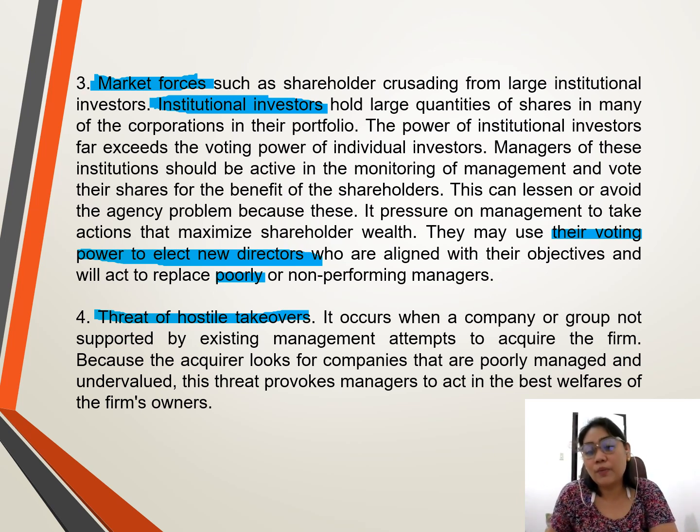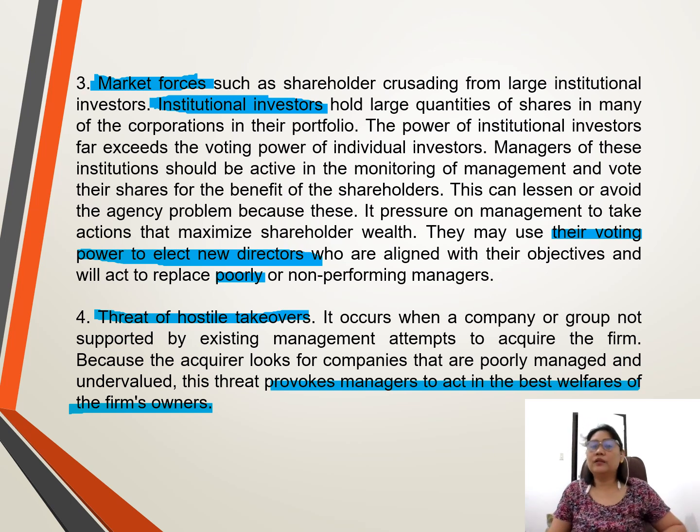So now, who will be out of the picture? Of course, the managers. So it provokes managers to act in the best welfare of the firm's owners, so that they won't face a hostile takeover. Because when we say hostile takeover, the management will be replaced, since the managers of the company that took over will now manage the company that was bought. Okay? So those are the ways to prevent agency problems or agency costs.